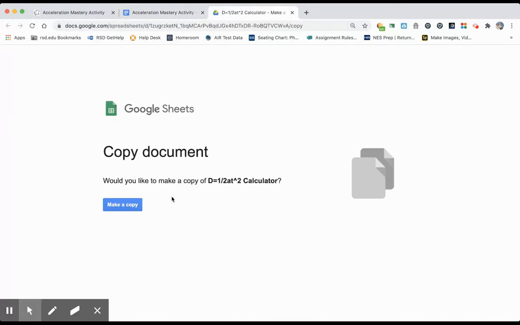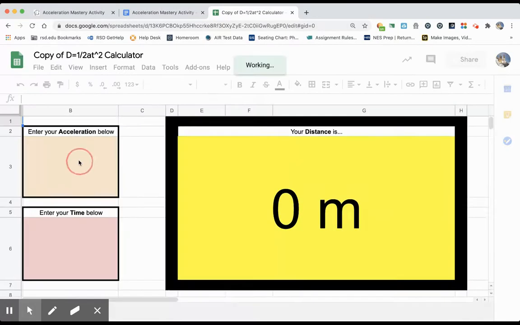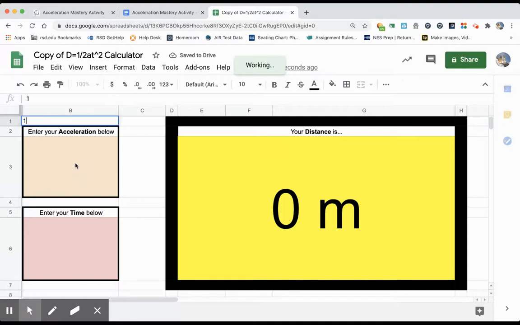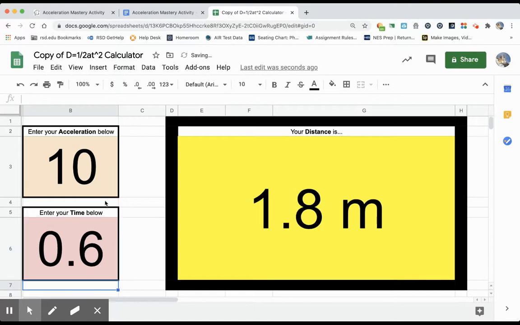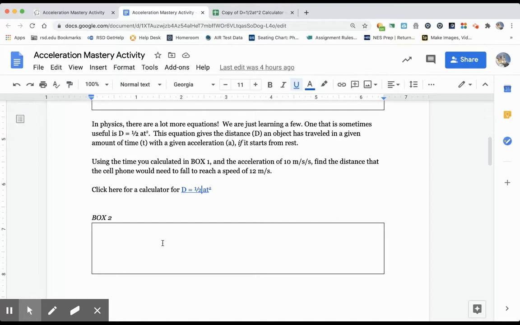we can open it in another window. In this case, our acceleration is 10, because that's the value that I gave you. And we said our time was 0.6. Okay, and when we plug that in, we get 1.8 meters. So we can bring this back to our answer box here and just type it in.